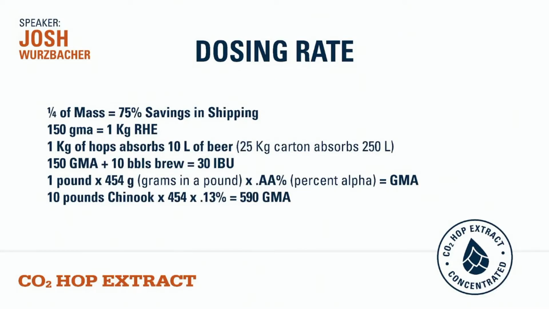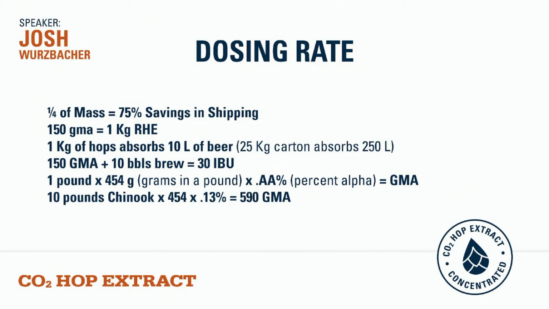So this is what I call napkin math. I love little quick tidbits to remember how to use these products. When working with CO2 extract, there are a lot of benefits, and I think one of the biggest is that you're working with a quarter of the mass. So you're saving 75% in materials, which means reduced storage space and reduced shipping costs. This product's also very stable in the can. In a refrigerator, you can keep these cans for up to 5 years. On a shelf in the brew house, you can keep them for 3 years.